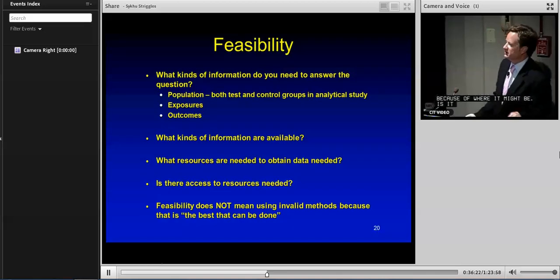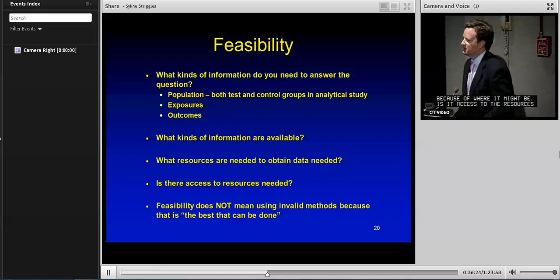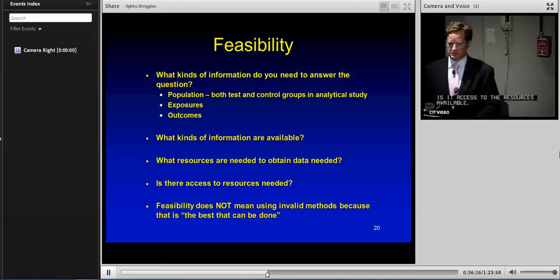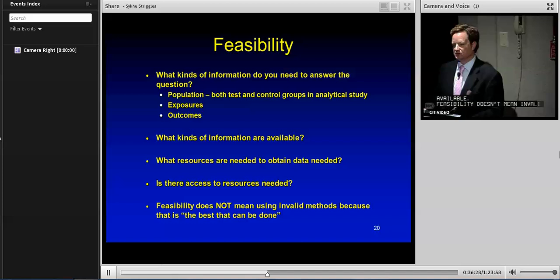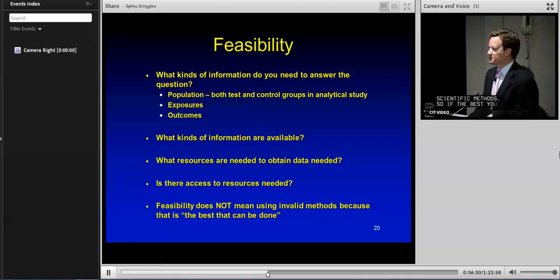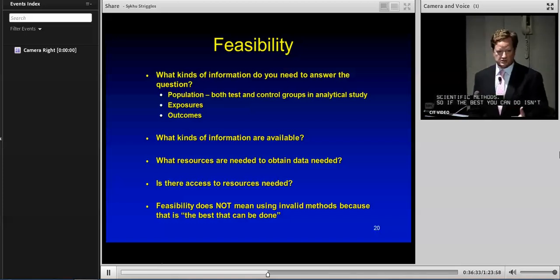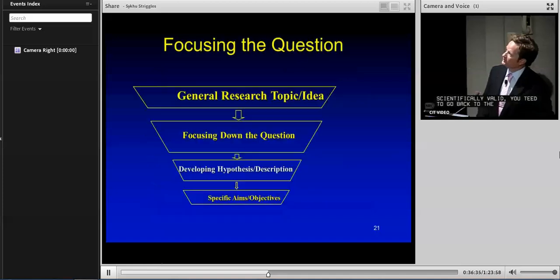And again, feasibility doesn't mean using invalid scientific methods because, well, that's the best we could do. So if the best you can do isn't scientifically valid, then you need to go back to the drawing board and come up with a better question that actually is something that you could do.